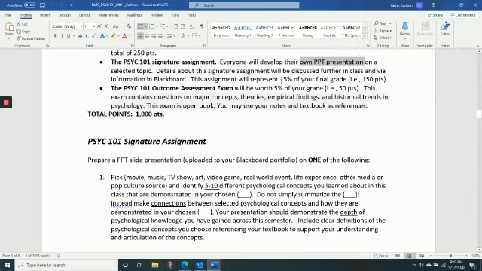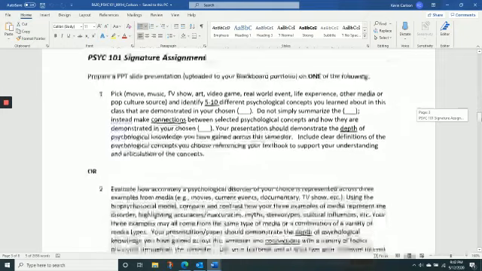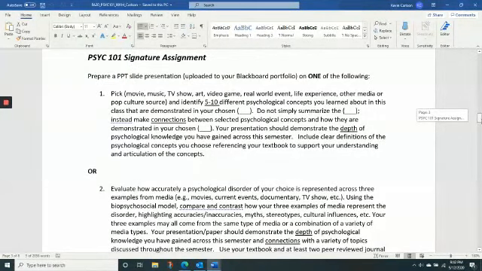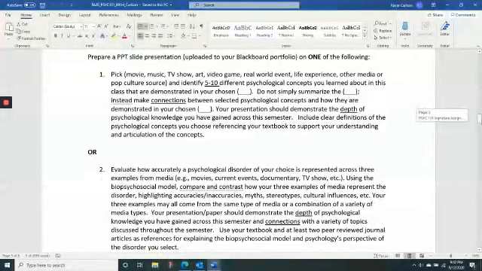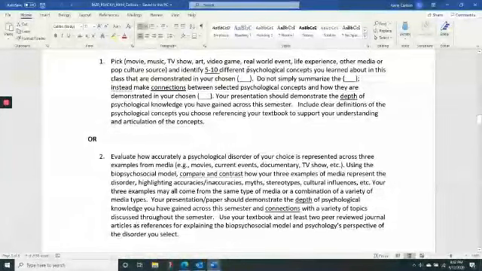And you'll see there's a bit of a weight. This is standard, so there's not much choice for me in this. This is a standard 15% of your final grade. And you go down a little bit further and it will give you two choices. One choice is you can pick various things. So it could be a movie, music, a TV show, art, video game, real world event, life experience, so your own real life experience, or other sort of media and popular cultural source. Again, these are standard questions. So if you have questions about this, let me know.